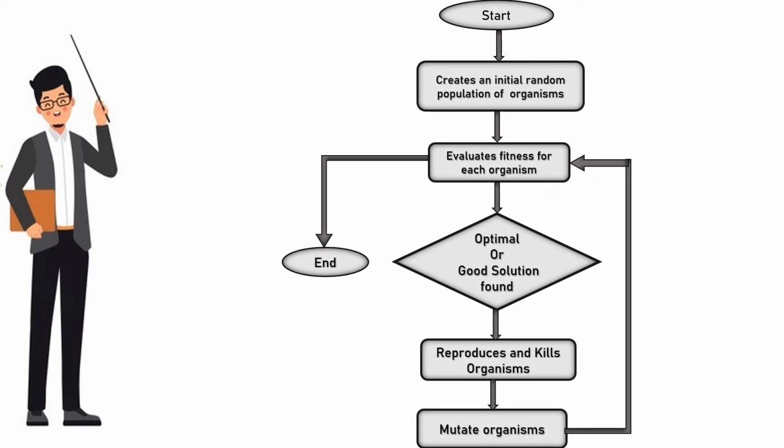Initially, after starting the process, it creates an initial random population of organisms. In the next step, it evaluates fitness for each organism. Later it goes to the decision block, and looks for any optimal or good solution found. If yes, it comes to an end. If not, it reproduces and kills organisms and later mutates them.